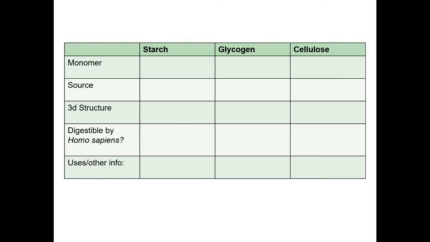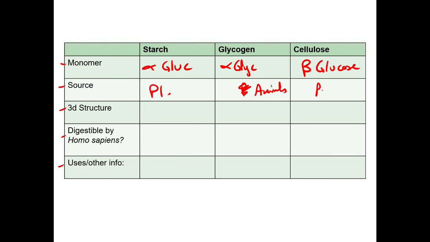All right, so we have this table here that needs to be filled out. Basically, I'm looking for monomer, where it comes from, what is the structure, can we eat it, and then what's it good for. So starch, the monomer clearly is, yep, alpha glucose. Glycogen, it's also alpha glucose, because both of those are digestible by us. And then cellulose, it's beta glucose. All right, the source of starch is plants. Glycogen is animals, my goodness. And then cellulose is plants.